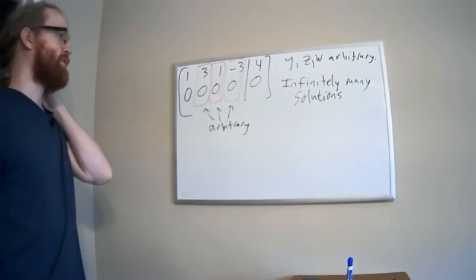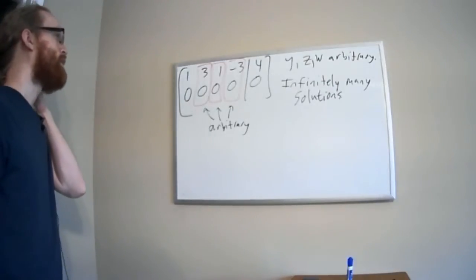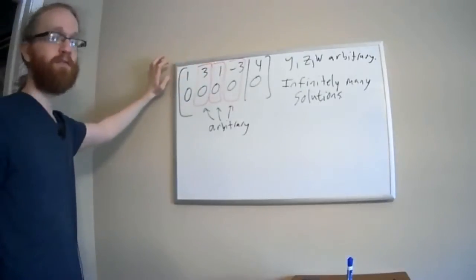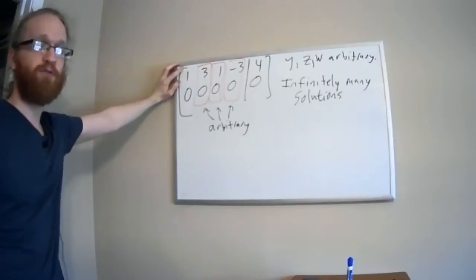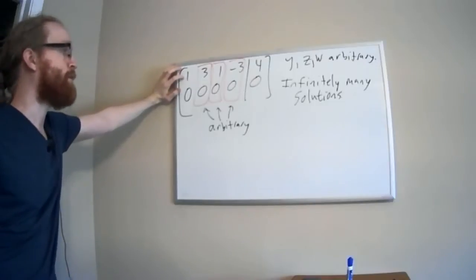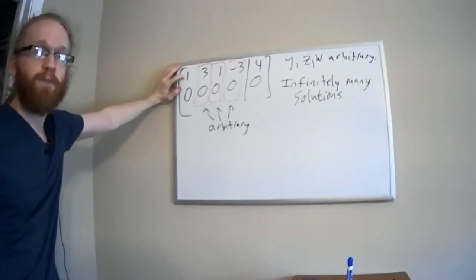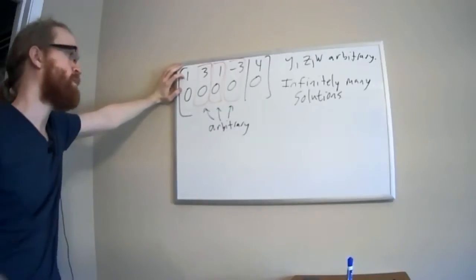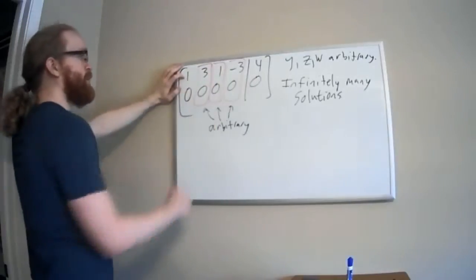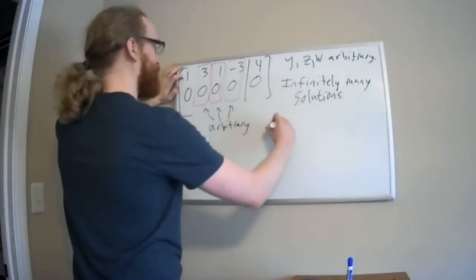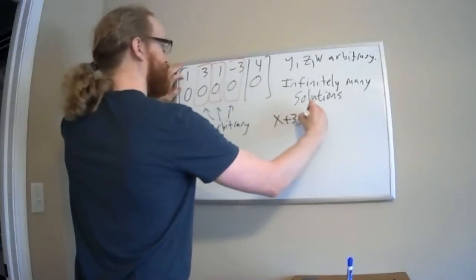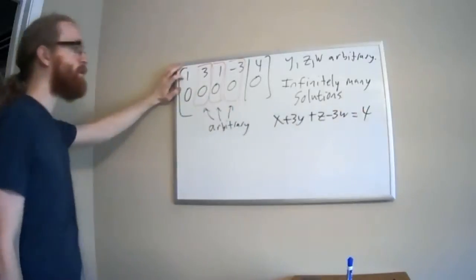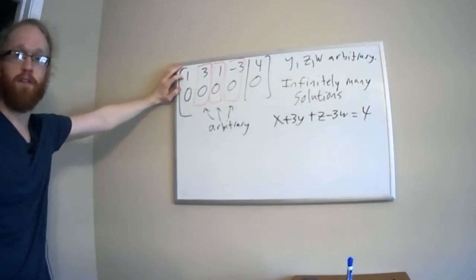And to represent those infinitely many solutions, I'm going to basically take the equation from the first row and solve it so that all the arbitrary parameters are on one side and the non-arbitrary ones are on the other side. So x is my only non-arbitrary variable, so I basically want to solve the equation for x. So let me make this really explicit. Write down the equation that I get from this first row. I get x plus 3y plus z minus 3w equals 4. That's just reading off this first row as an equation.